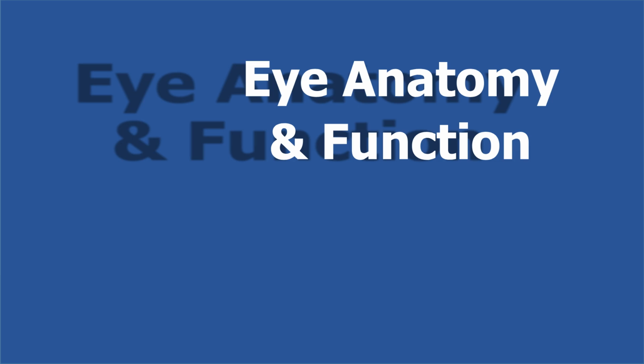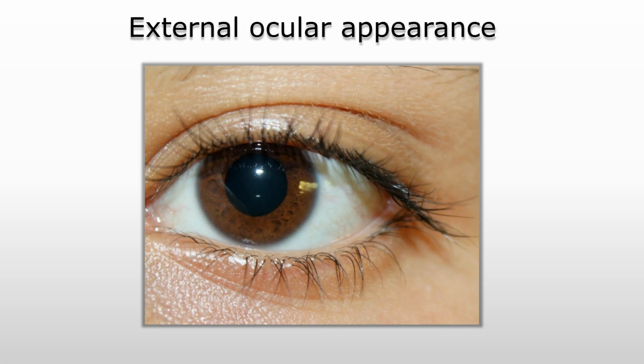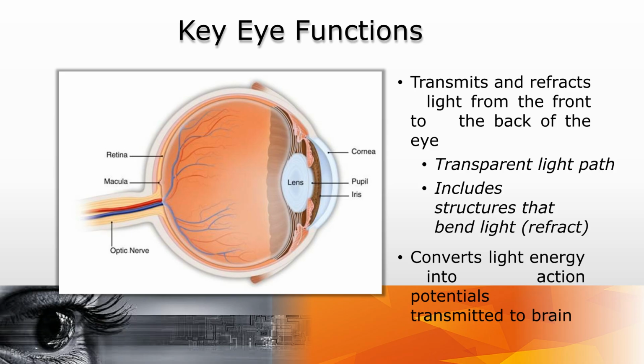This video will cover the anatomy and function of the eye, a crucial sensory organ. We will begin by looking at the external appearance of the eye. Key eye functions include transmitting and refracting light, converting light energy into action potentials, and sending these signals to the brain. The eye utilizes a transparent light path and structures that bend light, known as refraction.